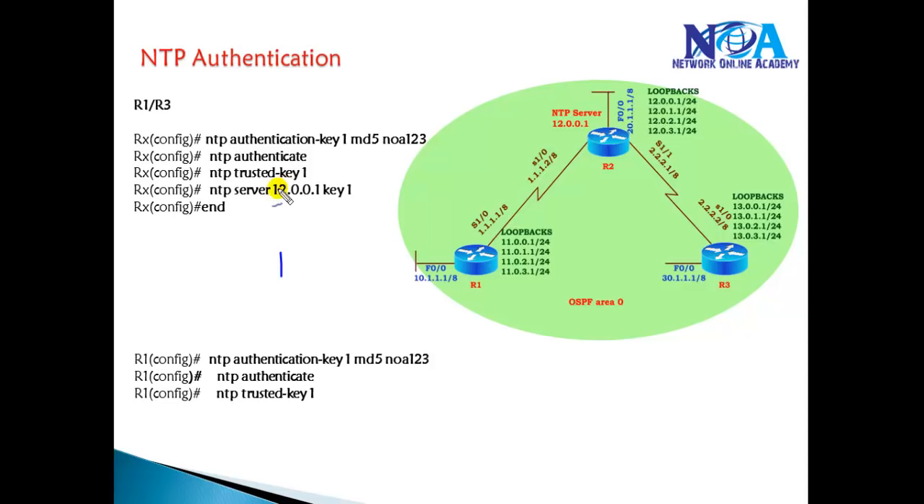Now, if you want to configure authentication on the client side, we need to add the ntp authentication-key and define the key. And then we have to enable NTP authentication with the ntp authenticate command. And then we need to say ntp trusted-key, whatever key we are giving. And when we configure the NTP server, we need to define the key as well. And this key has to match on both sides, and also the password.